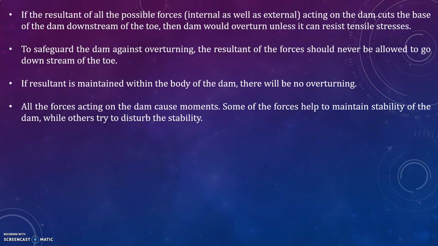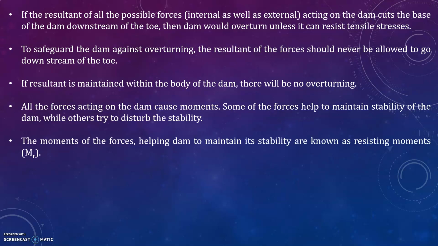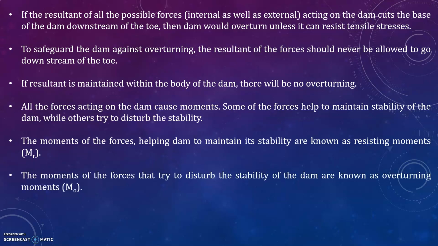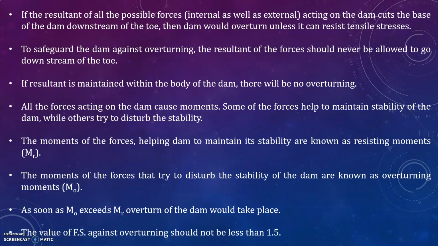All the forces acting on the dam cause moments. Some of the forces help to maintain stability of the dam, while others try to disturb the stability. The moments of the forces helping the dam to maintain its stability are known as resisting moments, MR. The moments of the forces that try to disturb the stability of the dam are known as overturning moments, M0. As soon as M0 exceeds MR, overturning of the dam would take place. The value of factor of safety against overturning should not be less than 1.5.